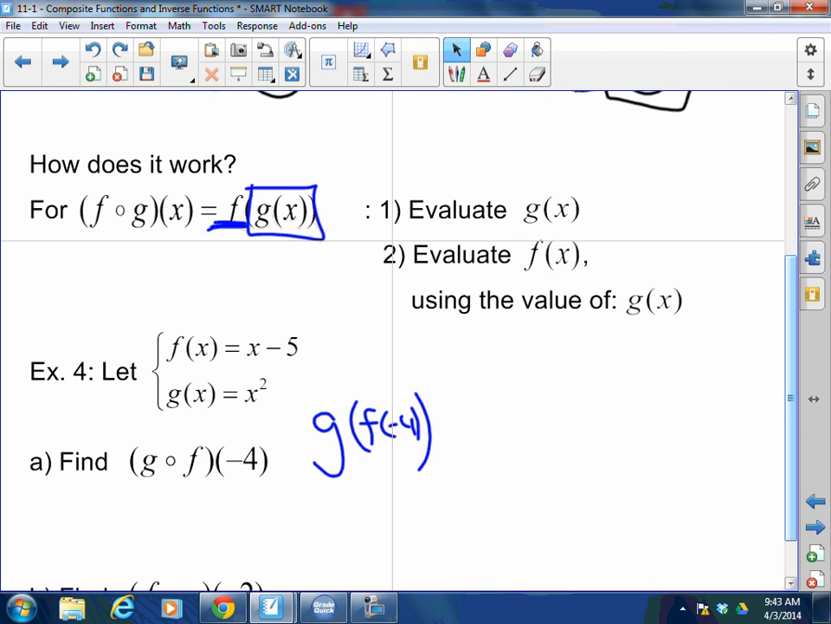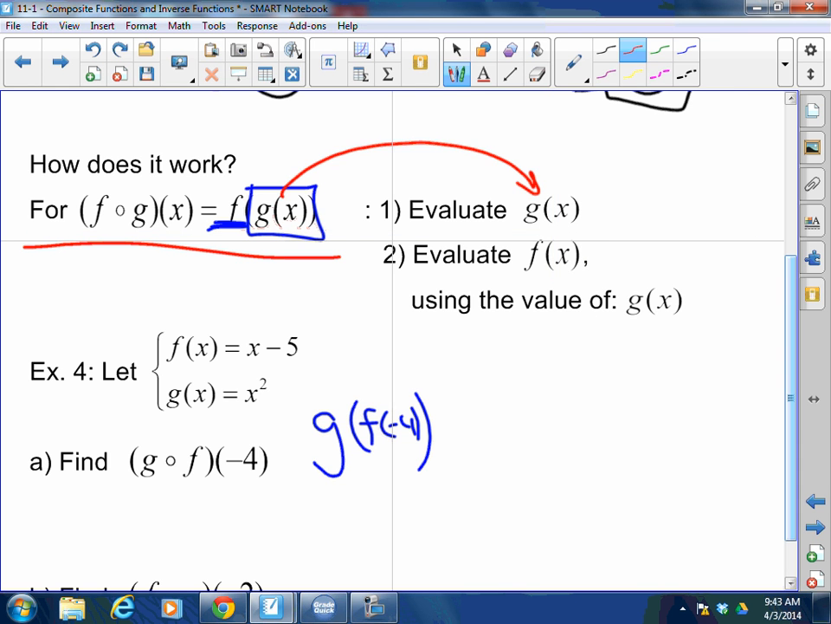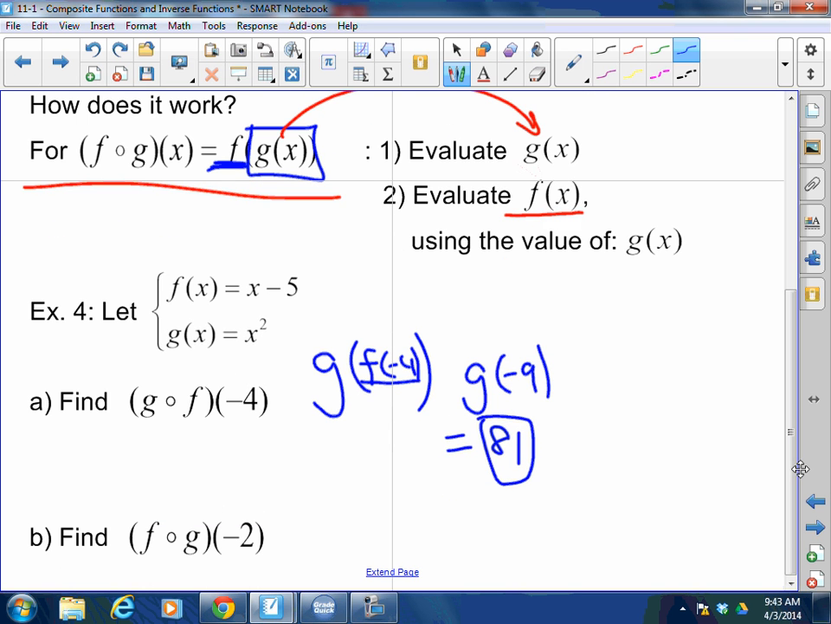If it was like this, yes, you evaluate g of x first. Then you evaluate the f of x. But in this case, I have g of f of negative 4. So I'm going to first evaluate f of negative 4. F of negative 4 is negative 9, right, guys? So now I have g of negative 9. So now I plug that in. G of negative 9 is going to equal 81. Tell me that was hard. Talk to me. That's why I'm here.